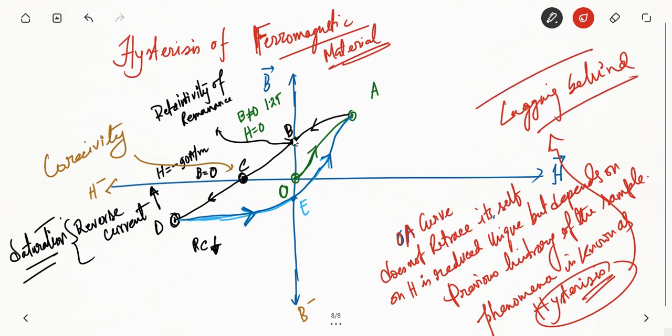It will lag behind. Clear? So that's the end of our chapter, magnetism and material. Next class we discuss a new chapter.